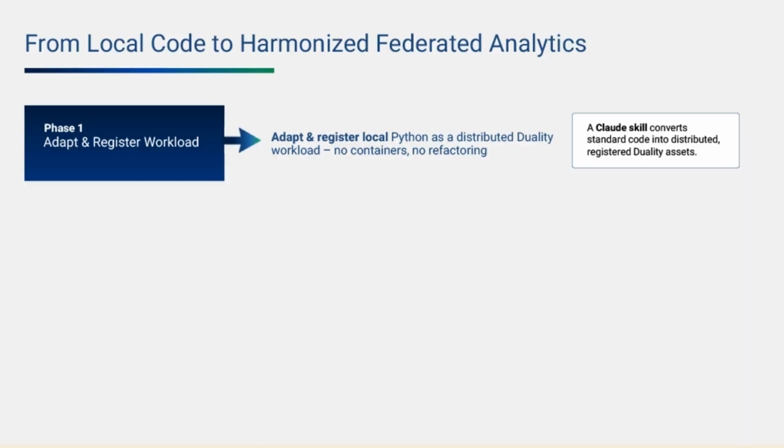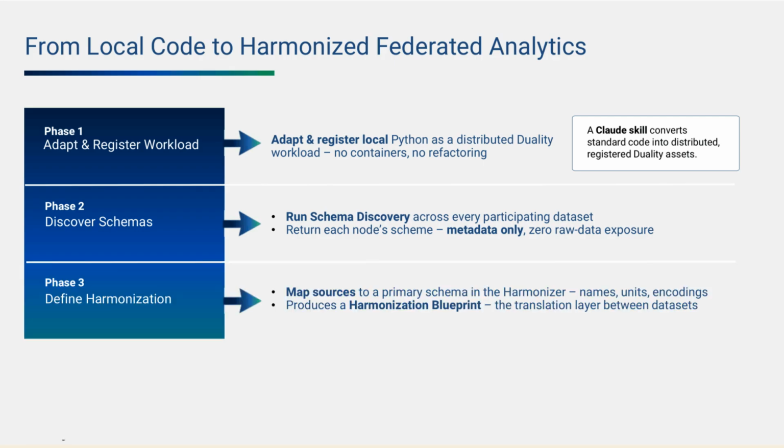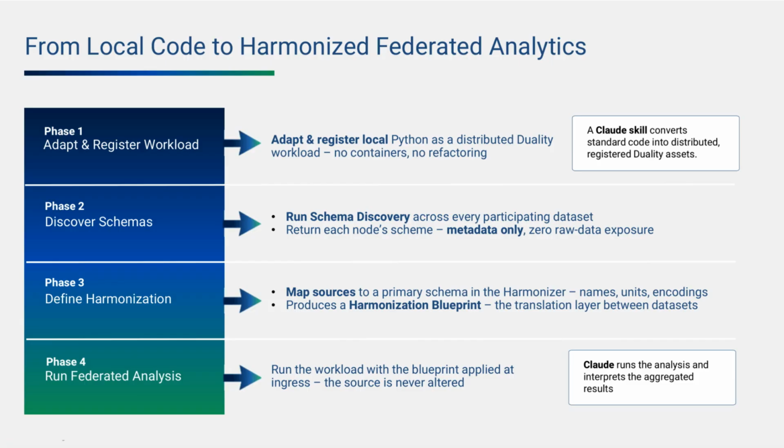First, we use an automated Claude skill to transform local Python code into a federated workload and register it in Duality. Next, we run schema discovery to understand the structure of datasets across participating organizations without exposing any raw data. We then use Duality's no-code interface to harmonize those schemas into a common structure, aligning fields, formats, and values across datasets. Finally, we execute a federated analysis on the harmonized data and securely return unified results.